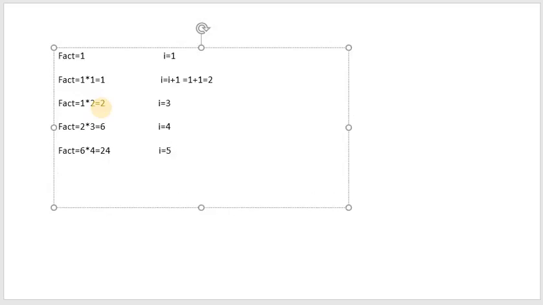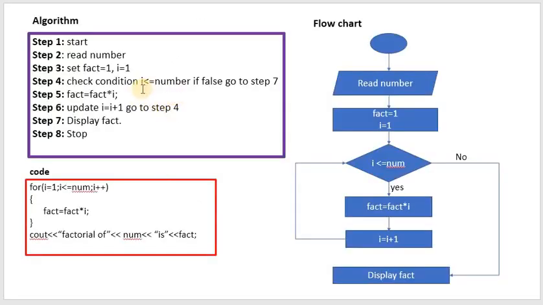So I less than or equal to num, that is 5 less than or equal to 5, true. So now fact becomes 24 into 5, that is equal to 120. And now I becomes 6. I is equal to 6. Now what is the condition now? It has to go to step 4. So 6 less than or equal to 5, which is false.